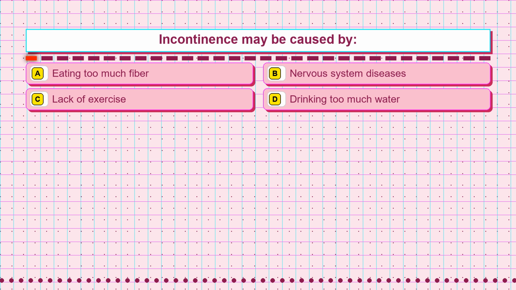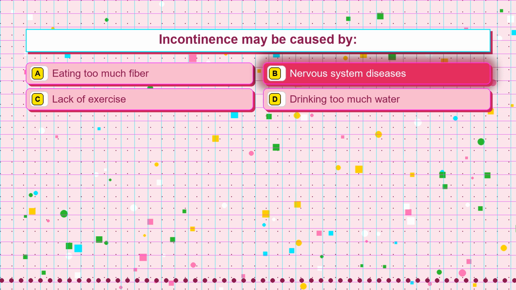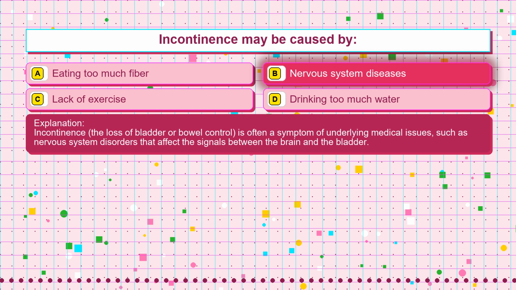Question 75. Incontinence may be caused by Option A, eating too much fiber. Option B, nervous system diseases. Option C, lack of exercise. Option D, drinking too much water. The correct answer is option B, nervous system diseases. Incontinence, the loss of bladder or bowel control, is often a symptom of underlying medical issues, such as nervous system disorders that affect the signals between the brain and the bladder.